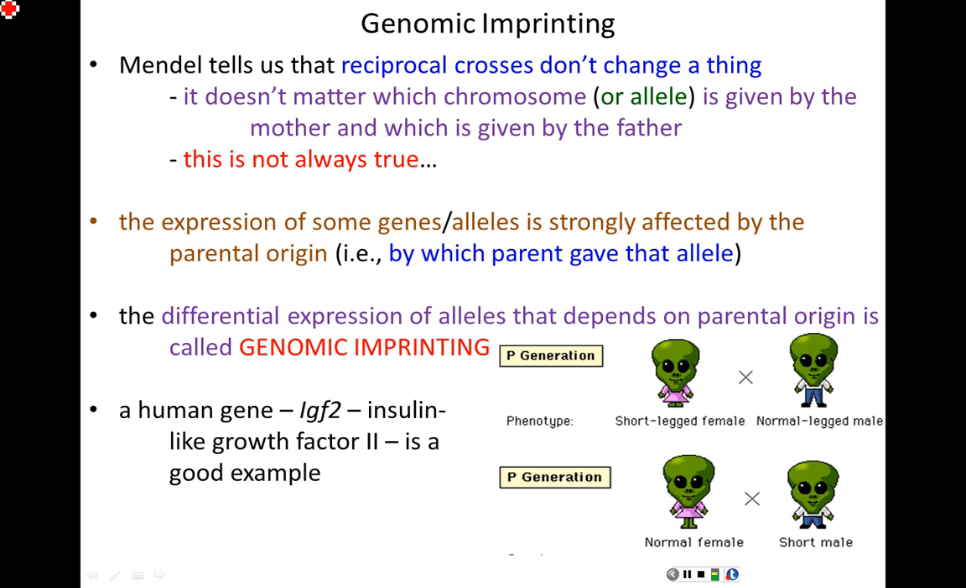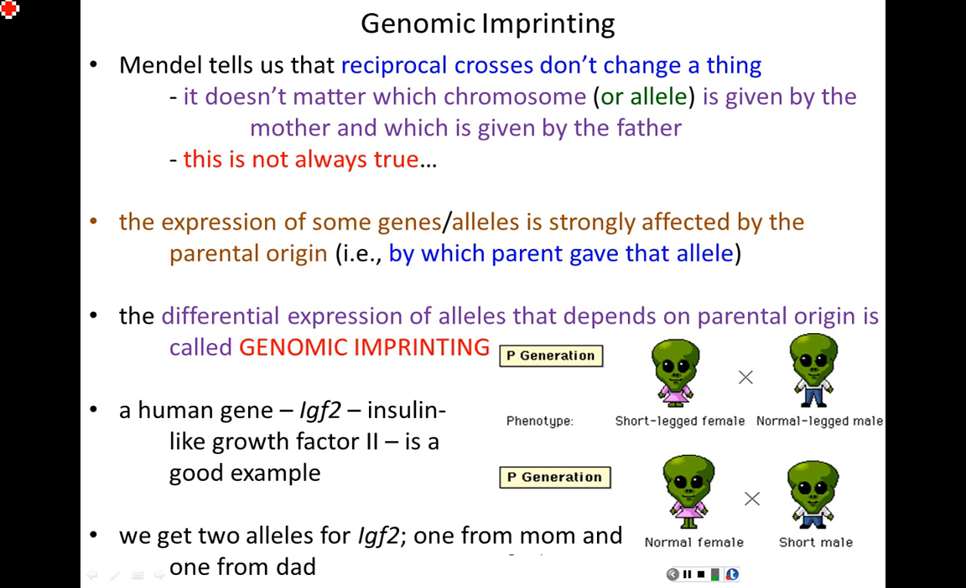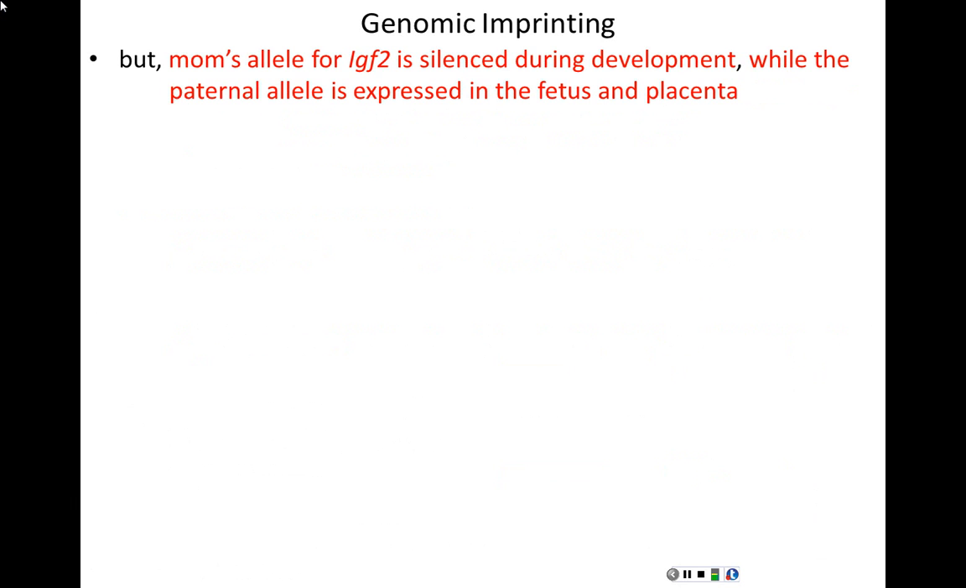I'll give you an example. There's a human gene called IGF-2. It stands for insulin-like growth factor. It plays a role in metabolism, but it does other things too during development. We get two alleles for IGF-2, one from mom and one from dad. That's true of any gene that we find that's on an autosomal chromosome. But there's genomic imprinting at work here.